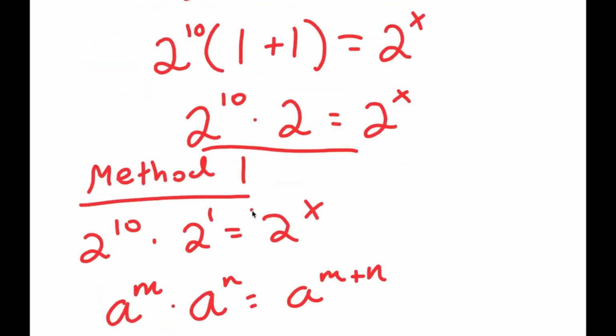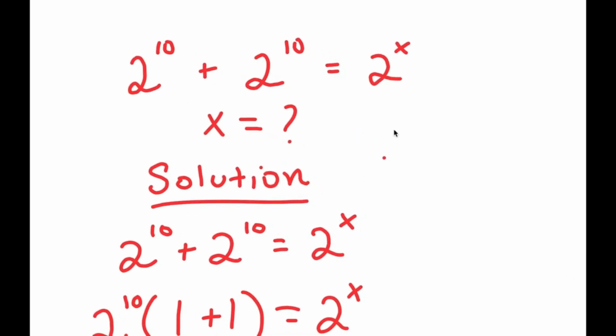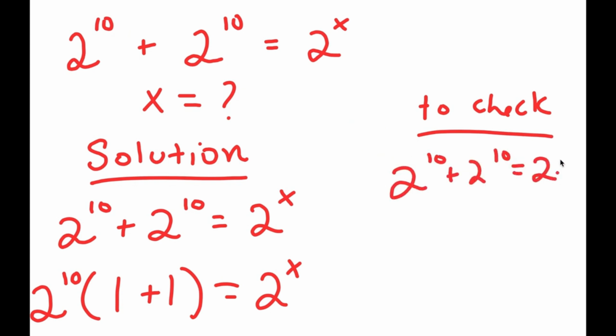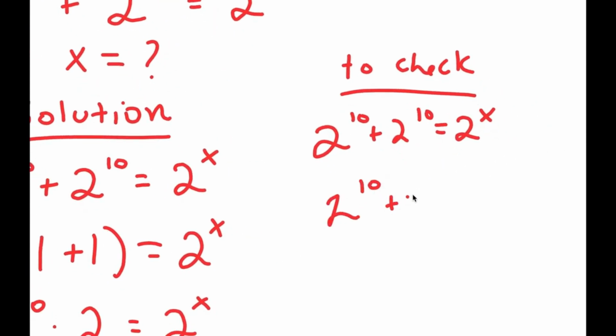And now the final step that we have to do, and we always have to do this in every equation, is to check our answer. So our equation was 2 to the power of 10 plus 2 to the power of 10 is equal to 2 to the power of x. We got x equals 11, so I get 2 to the power of 10 plus 2 to the power of 10 is equal to 2 to the power of 11.